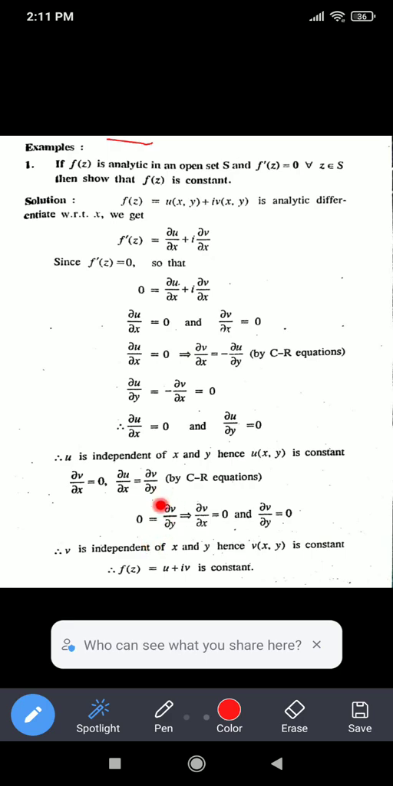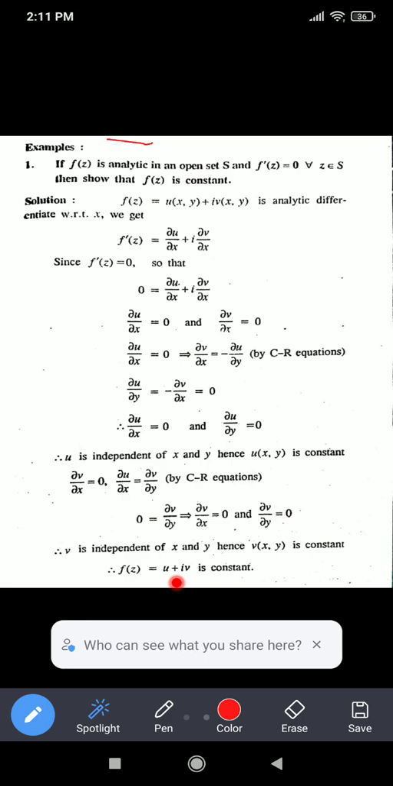We get ∂v/∂y is also 0. Therefore, ∂v/∂x is 0 and ∂v/∂y is 0. Therefore, v is independent of x and y. Hence, v of x, y is constant. Now both the terms u of x, y and v of x, y are free from x and y. Therefore, the function f of z is constant.